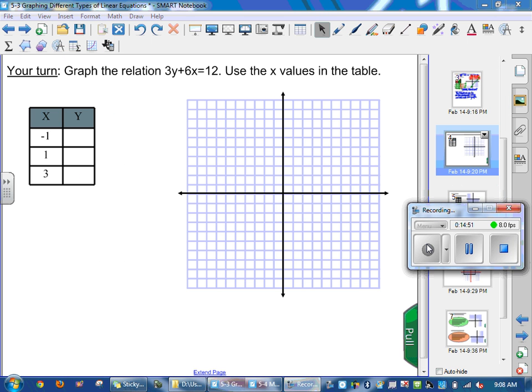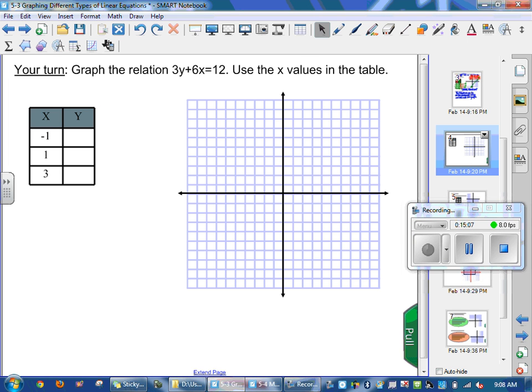What's a good strategy? Who do we need by itself? Who do we have to isolate? We have to isolate y, right? Because we have both letters, we have both variables. Whenever we're given both variables, we need to isolate the y variable. Okay? So I'll give you a couple minutes to try that on your own, and then we'll take it up together, okay?